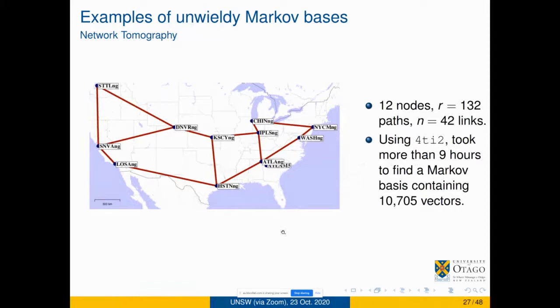It's a network tomography problem. The network corresponds to internet connections over the US. And there's only 12 nodes in this network. It's a very simple network. 132 paths, 42 links. So if we try to do network tomography for what's really a very small network, it took the software 4ti2, which is state of the art, over 9 hours to find a Markov basis with almost 11,000 entries. But clearly, for lots of realistic network tomography problems, they're just not going to fly using Markov bases.